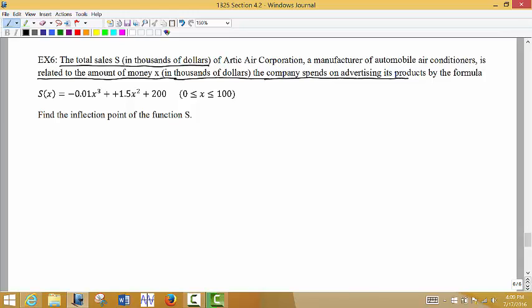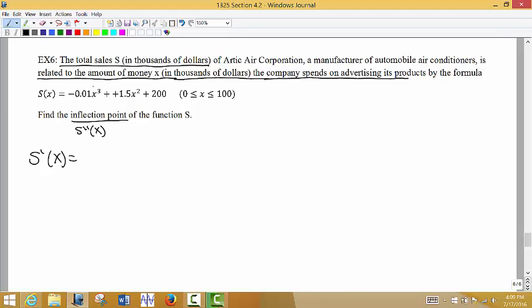We're asked to find the inflection point of the function S. In order for us to determine an inflection point, we look for where we transition from concave up to concave down, or concave down to concave up. So if I'm looking for an inflection point, what I need to eventually get to is that second derivative. So let's find the first derivative first.